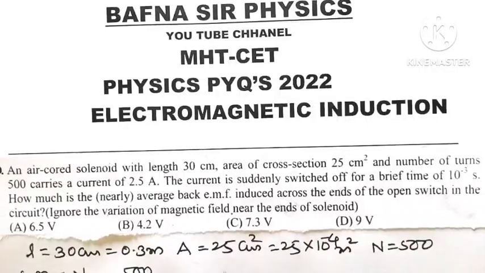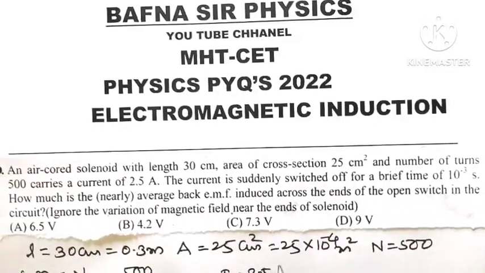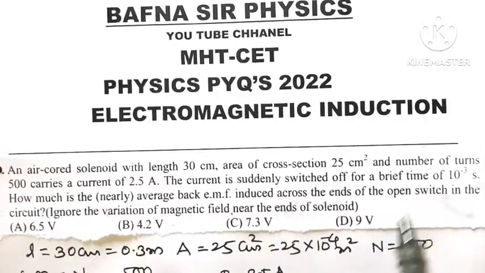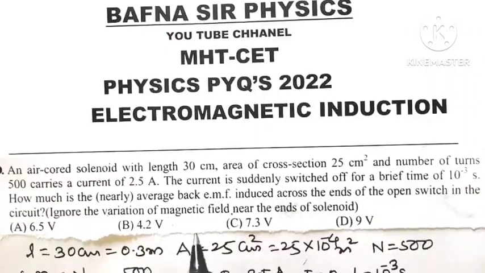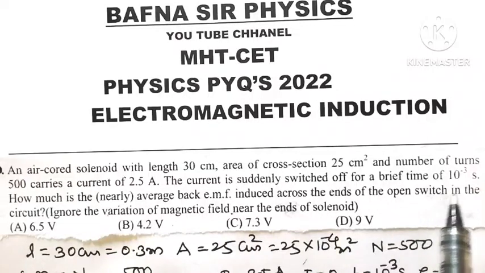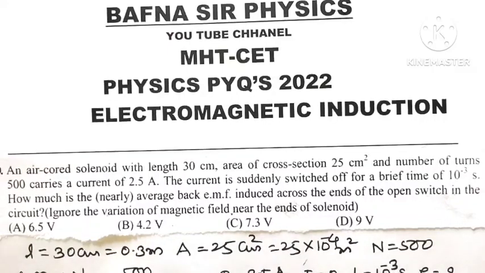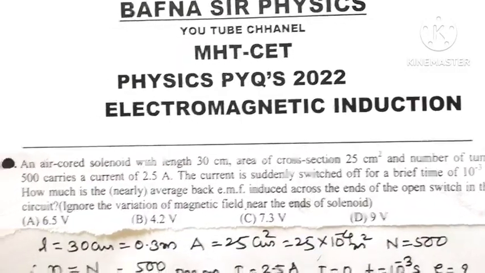It carries a current of I equal to 2.5 ampere. The current is suddenly switched off for a brief time of t equal to 10 to the power minus 3 seconds. How much is the average back EMF induced across the ends of the open switch in this circuit? Now ignore the variation of magnetic field near the ends of the solenoid.